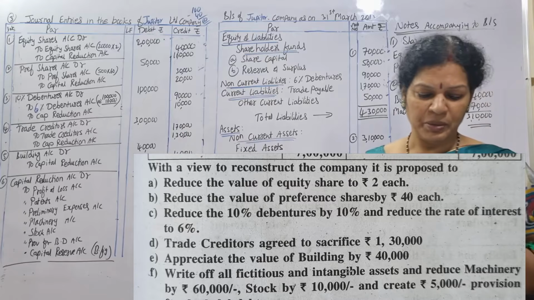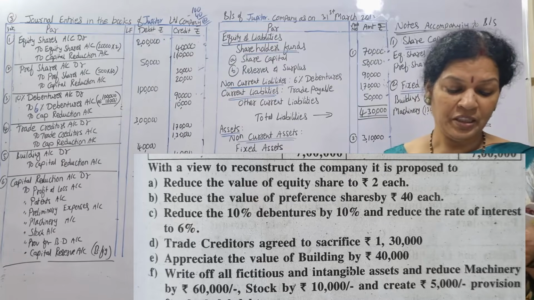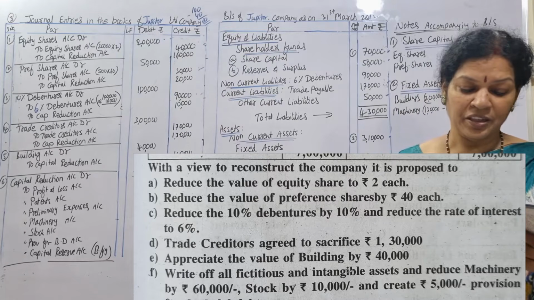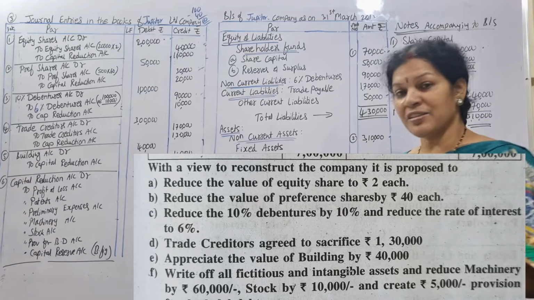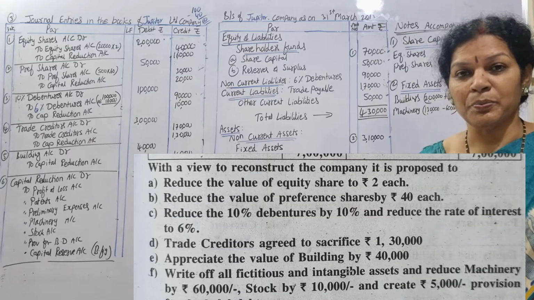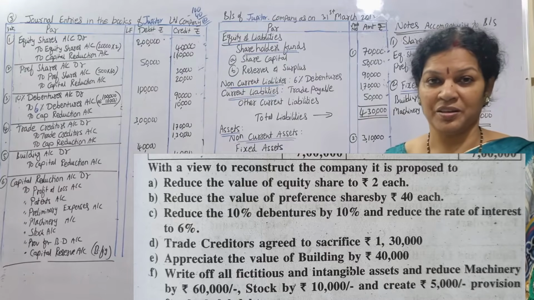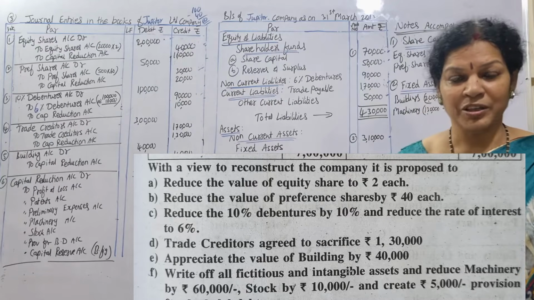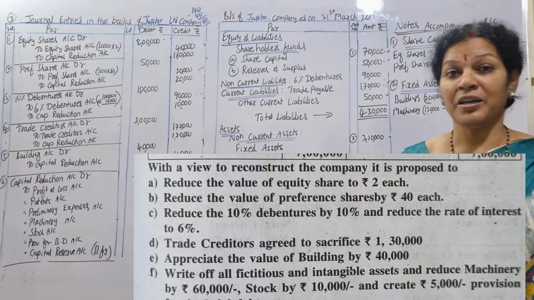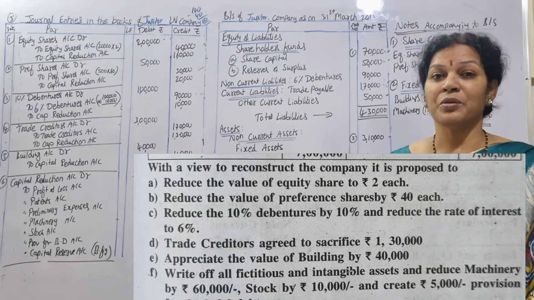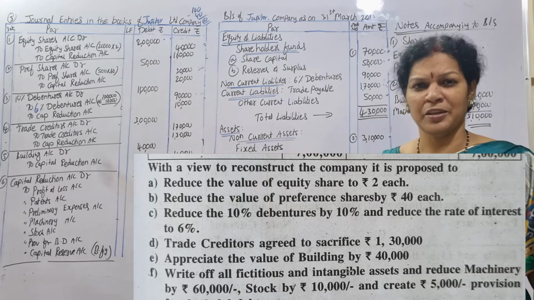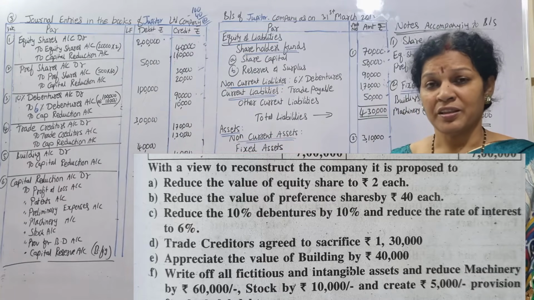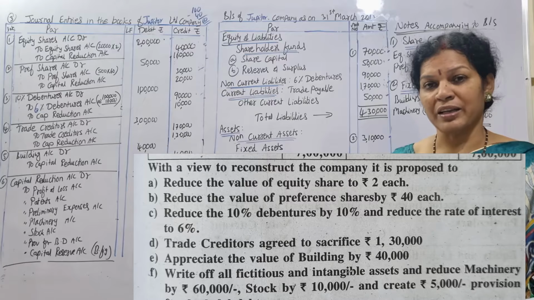Debentures is over. C bit. Next, fourth bit. D bit. Trade creditors agreed to sacrifice 1,30,000. Trade creditors, they wanted to reduce by 1,30,000. What is the entry? Trade creditors account debtor to capital reduction account. Entry is this, same like previous three.